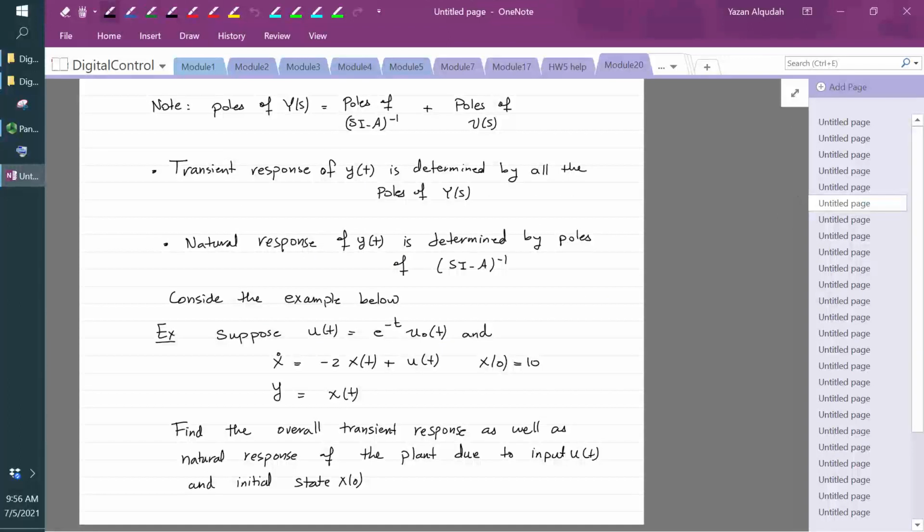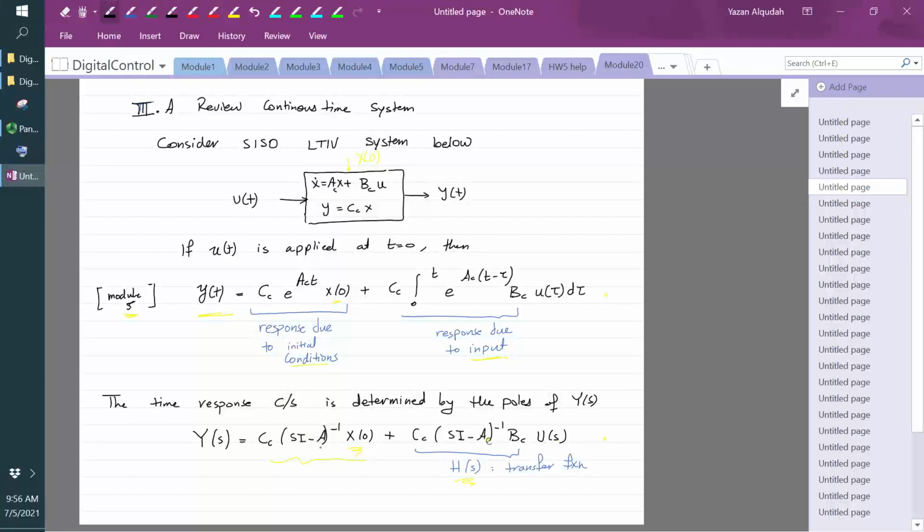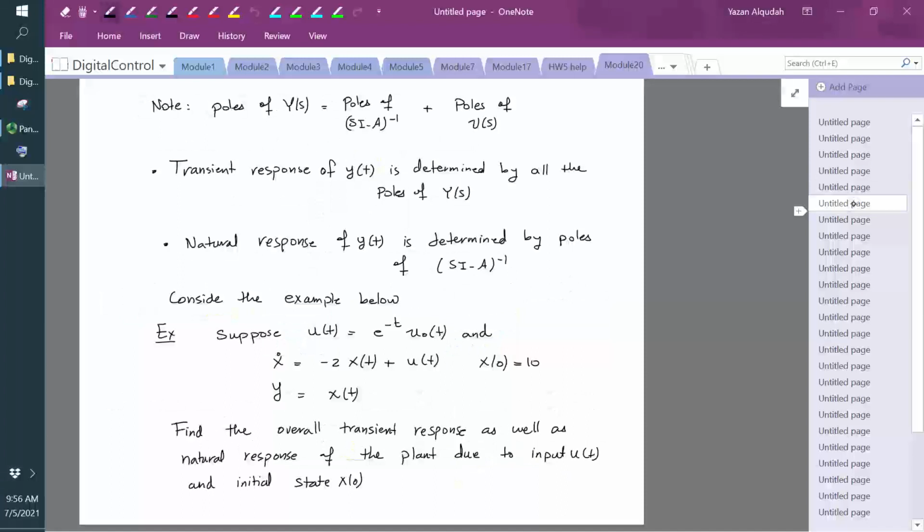So we notice here, when I look at the poles of Y of s, I have poles coming from (sI minus A) and poles coming from U of s. So the poles in the expression of the output Y of s are going to have poles coming from the system (sI minus A), the system that we're applying the input to, and some poles coming from the input U of s.